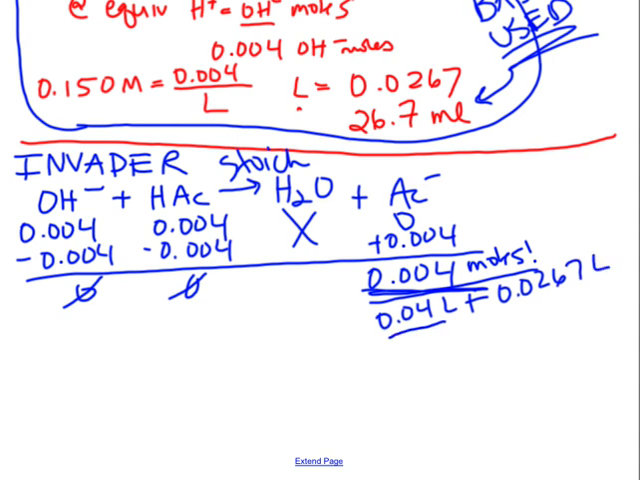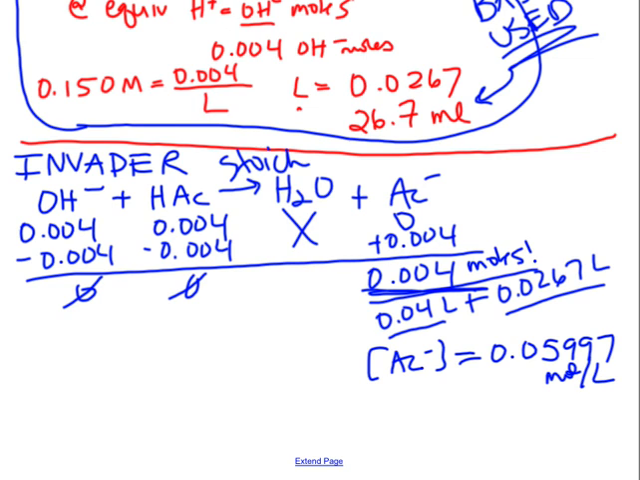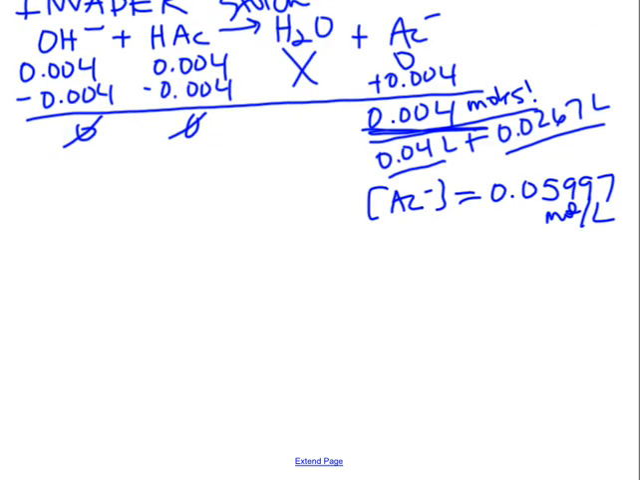Okay, this was what was in the beaker or Erlenmeyer. This is what was in the burette that we titrated to. So when we figure this out, the acetate ion concentration is turning out to be 0.05997 moles per liter. All right, we're almost done. Now we just have part C. Part C then asks, what is the pH of the solution at the equivalence point?